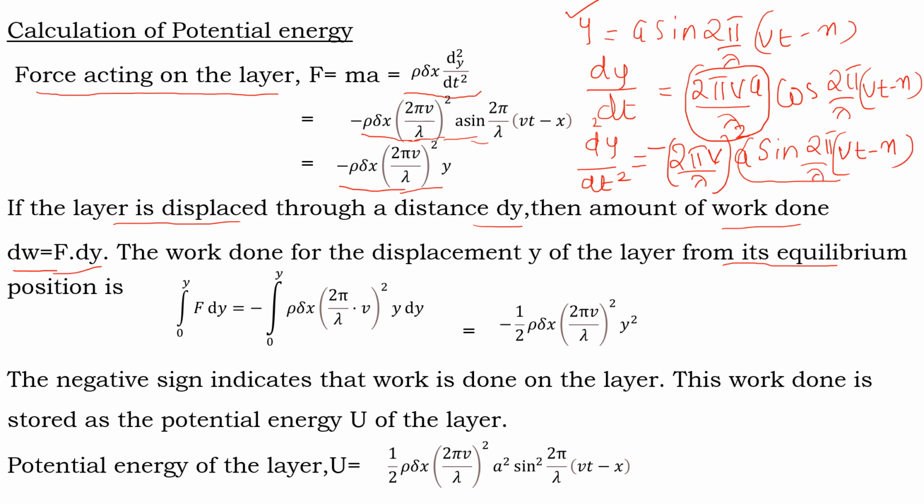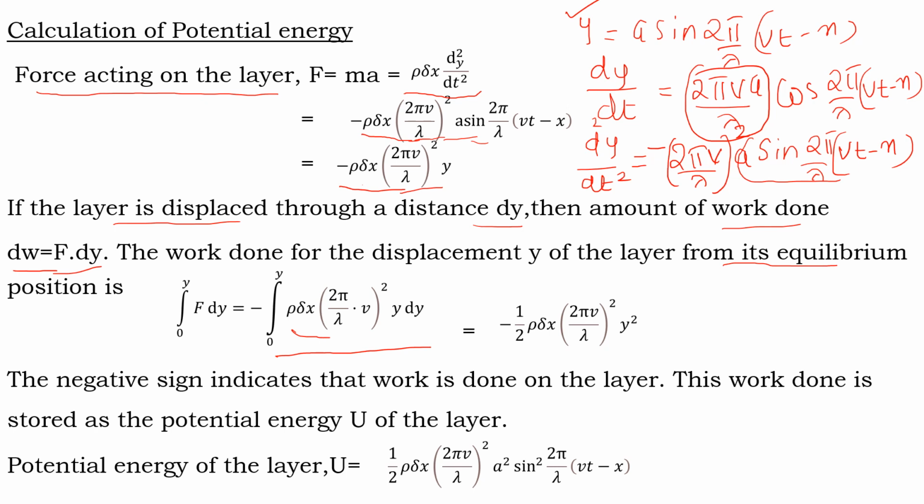Then dw can be represented as f into dy. But for a total displacement of 0 to y, the work done will be integral 0 to y f dot dy. The value of f is minus rho delta x (2 pi v by lambda) the whole square y. Substituting this value, we get minus integral 0 to y rho delta x (2 pi v by lambda) the whole square y dy.